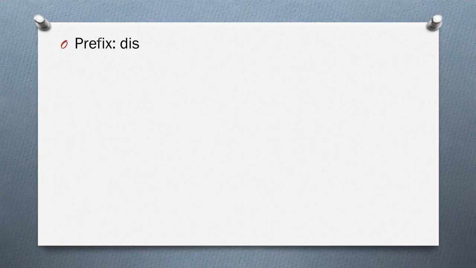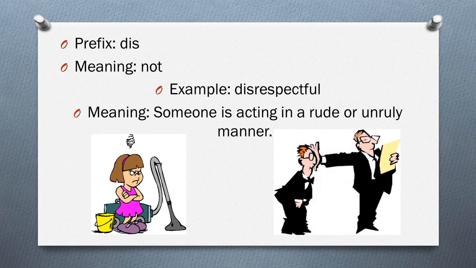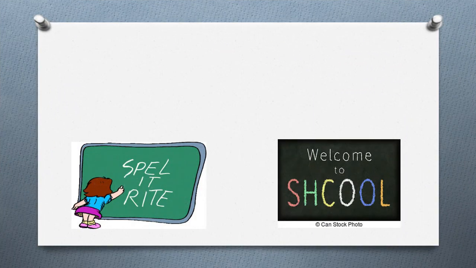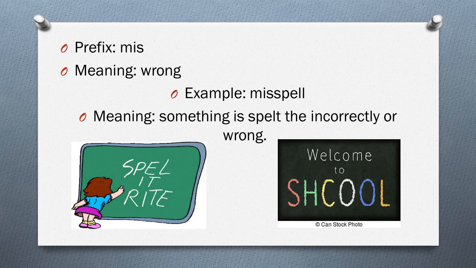Let's go on. The prefix dis means not. An example of a word with dis in the front, which is the prefix, is disrespectful. And disrespectful simply means someone is acting in a rude or unruly manner. Another prefix, mis. Mis means wrong. An example of a word with the prefix mis is misspell. And misspell means something is spelled incorrectly or is spelled wrong.